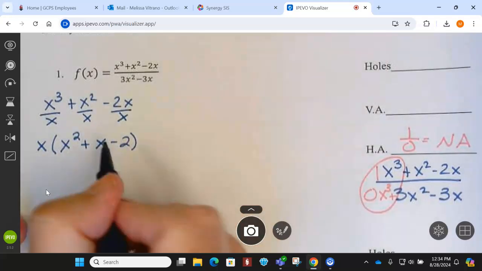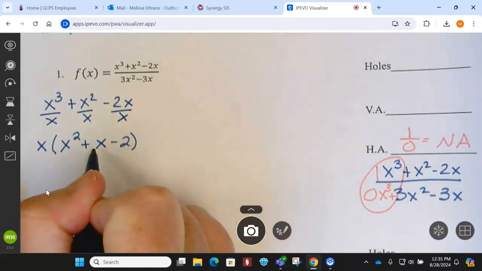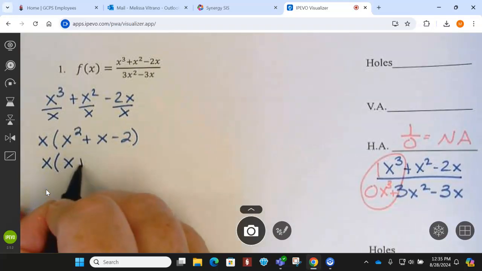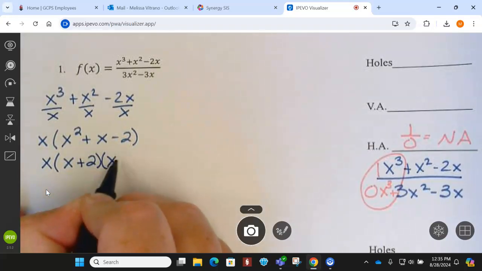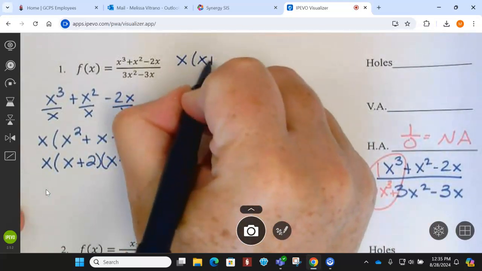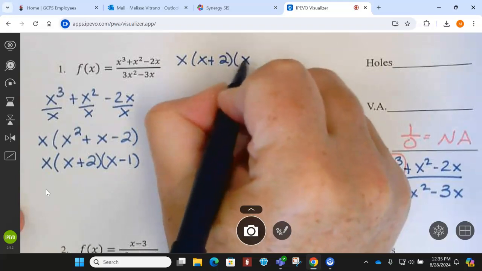So the question is, what times what gives me 2? When I subtract, I get a positive 1. And we get x plus 2 and an x minus 1. So I'm going to put that right here. X plus 2, and an x minus 1.